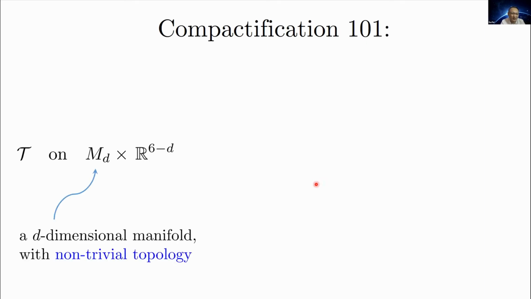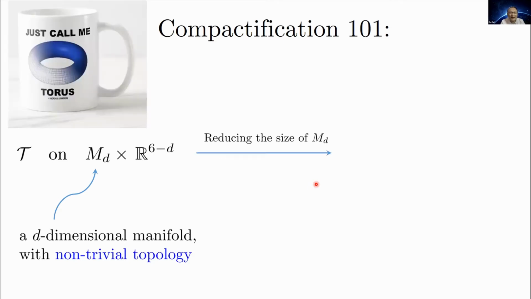So I will say a couple of words about compactification. If you have a quantum field theory in higher dimension, let's say 6 dimensions, then you can wrap that on a d-dimensional manifold. Here, M_d will be my d-dimensional manifold, possibly with non-trivial topology. And then I can try to reduce the size of this d-dimensional manifold. Then effectively, I will have a quantum field theory in 6 minus d dimensions.